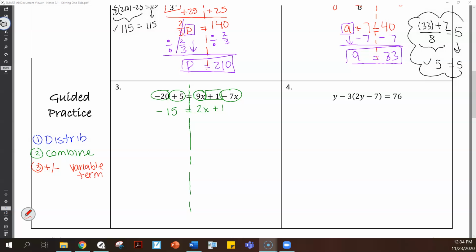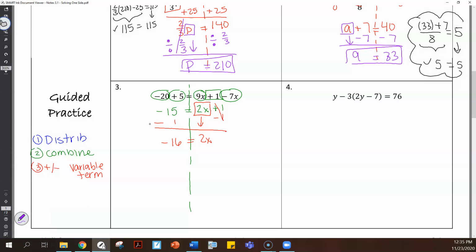In this case, my variable term is 2x. It's my x and anything connected to it. 2x is not currently by itself because it's got that plus 1. So I'm going to subtract 1 from both sides. Negative 15 minus 1 is negative 16. Make sure you're using Desmos or a calculator to check these. Even if you feel confident, it's always better to double check. 2x, I haven't done anything to, so it's just going to come down. And then 1 minus 1 is going to reduce to 0, so that goes away.